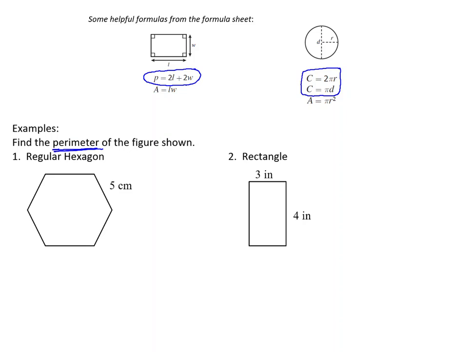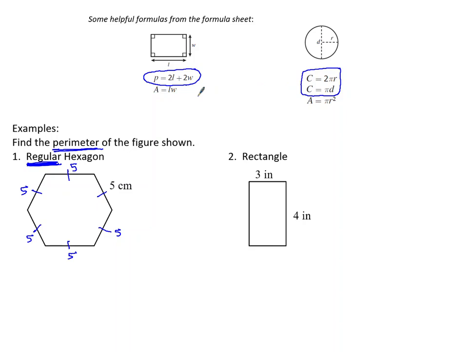Number 1, regular hexagon. Hexagon is a six-sided polygon. When it says regular, that means all of the sides are congruent. I'm going to put congruent slashes in the sides, so it indicates that. That means all of these sides are 5 centimeters long. How do I find the perimeter? Well, I notice the formulas given from my formula sheet do not have perimeter of a regular hexagon.